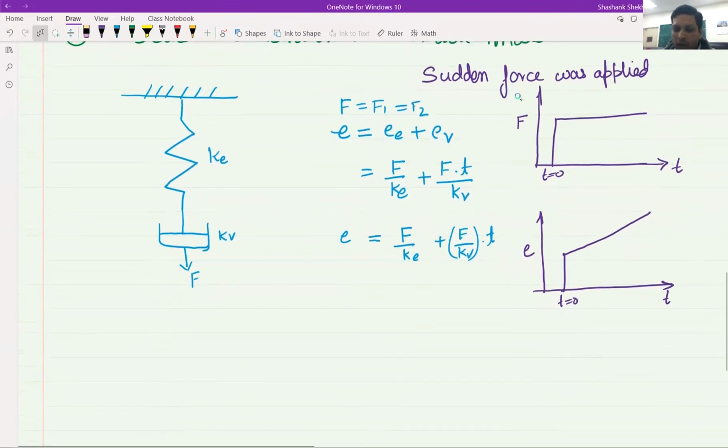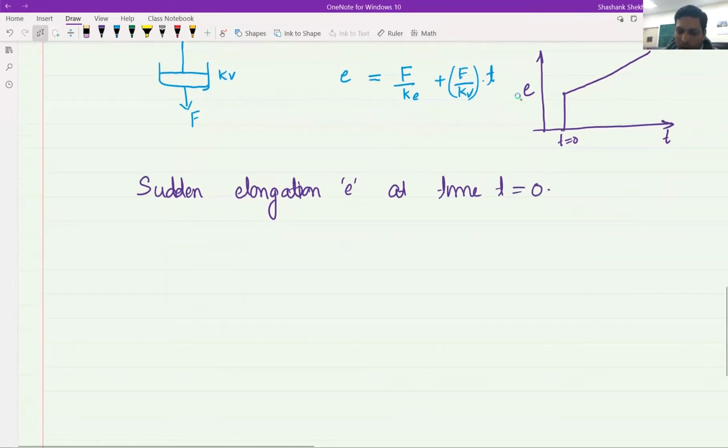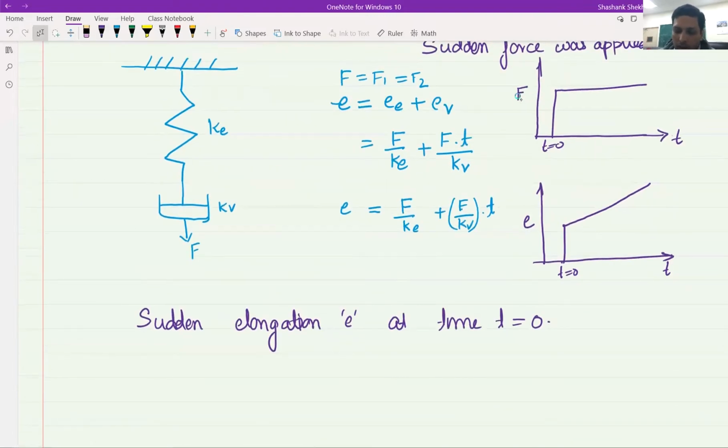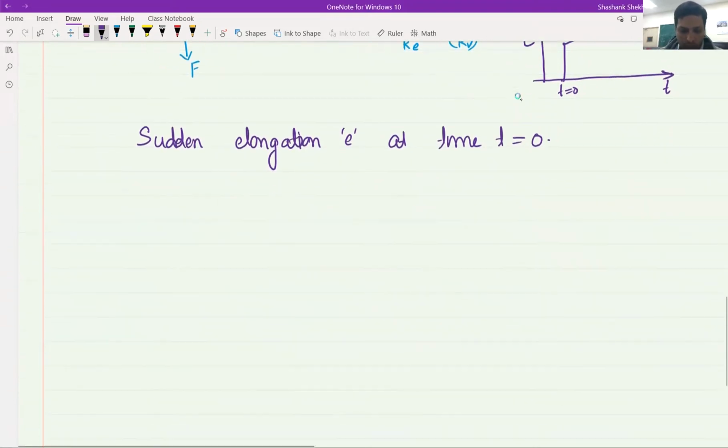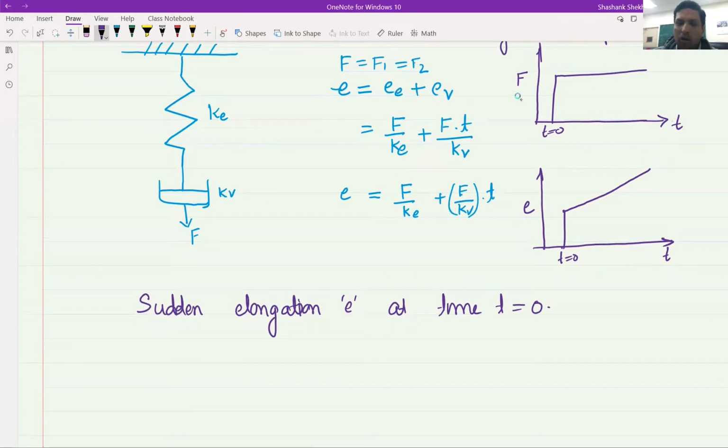Another condition where we can evaluate the response of this material is where there is a sudden elongation E at time t equal to 0. Now, if you apply a sudden elongation, you know that the dashpot cannot accommodate the strain instantaneously. So all that strain must be accommodated by the spring, and therefore the force would also be accommodated entirely by the spring. And then gradually, over time, there will be a force acting on the dashpot, and hence it will slowly take over or accommodate the force.